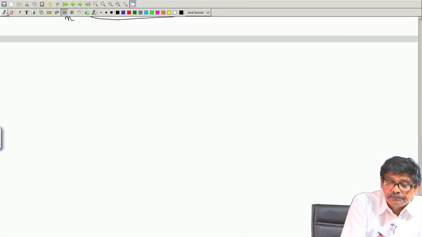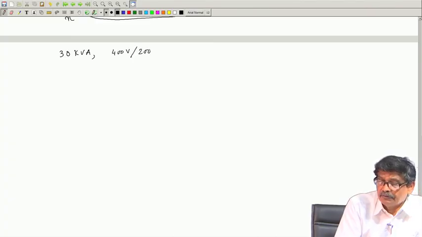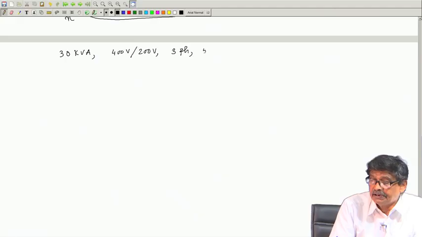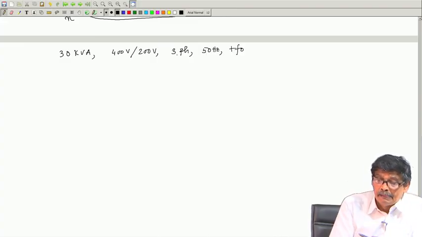Suppose I say the transformer rating is known, let me write some rating, suppose say 30 kVA, just writing some numbers, say 400 volt stroke 200 volt, 3 phase, 50 hertz transformer. Anyway, calculator is not needed. Okay.